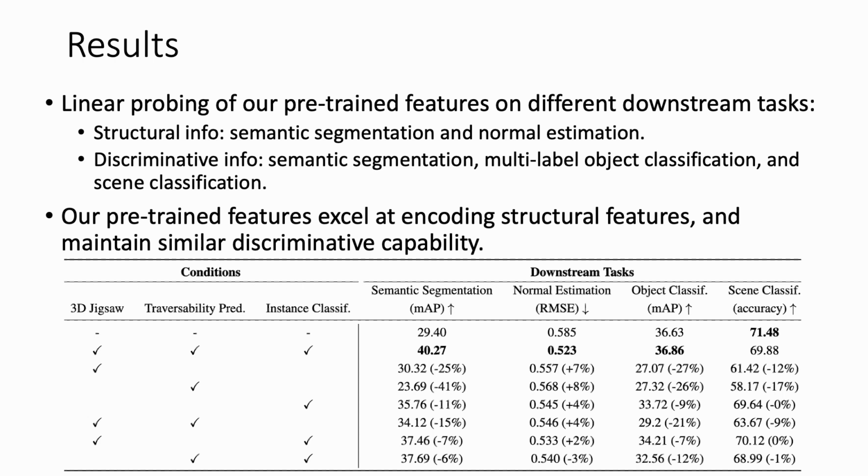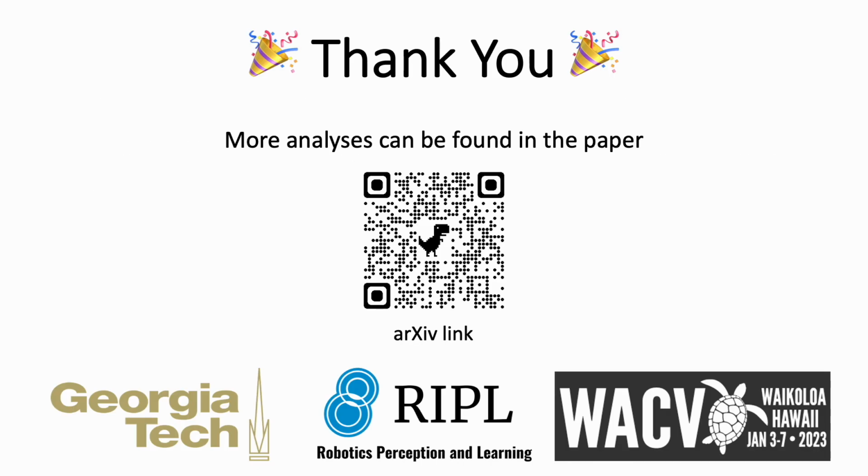To understand which additional information is encoded by our auxiliary tasks, we conduct linear probing experiments of our pre-trained features on different downstream tasks. To probe structural information, we test on semantic segmentation and normal estimation tasks. And to probe discriminative information, we test on semantic segmentation, multi-label object classification, and scene classification tasks. From the table below, you can find our features excel at encoding structural features while maintaining similar discriminative capability.